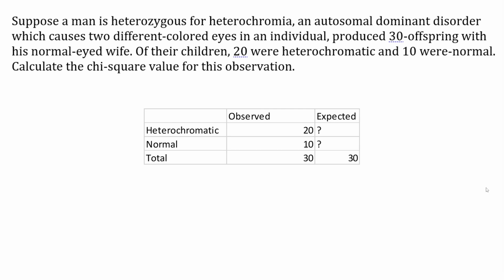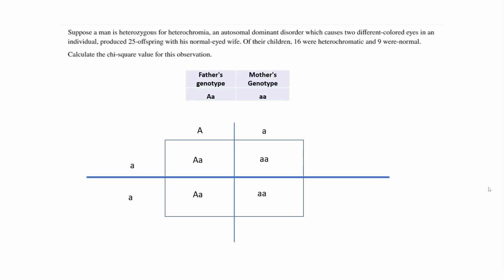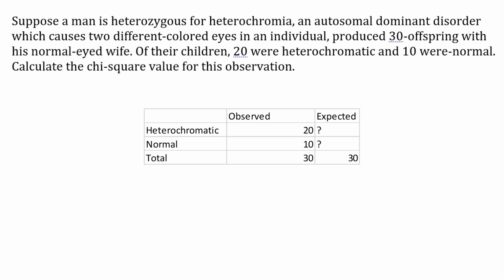On this slide, we see a question which says, suppose a man is heterozygous for heterochromia, an autosomal dominant disorder, which causes two different colored eyes in an individual, and produced 30 offspring with his normal-eyed wife. Of their children, 20 were heterochromatic and 10 were normal-eyed. Calculate the chi-square value for this observation.